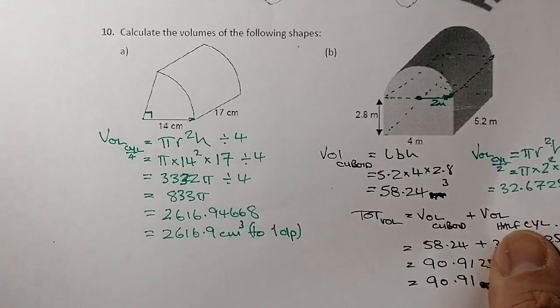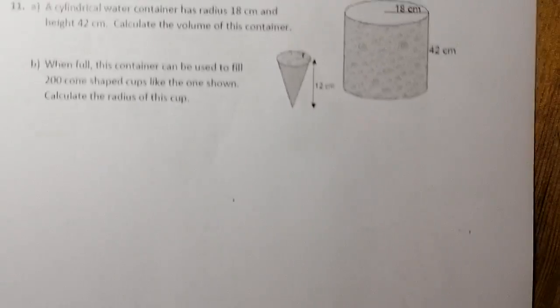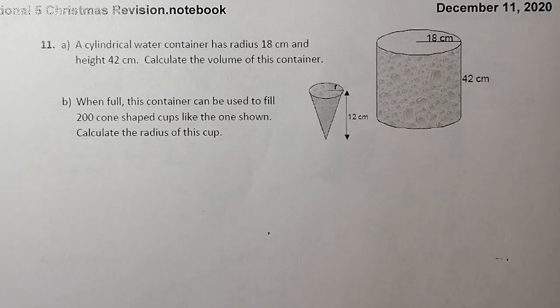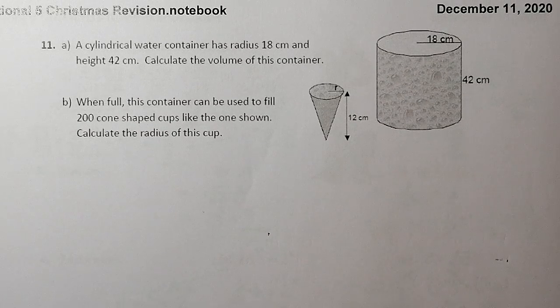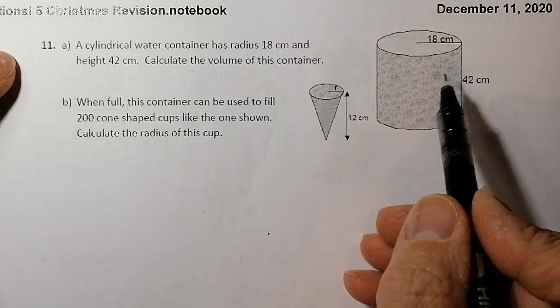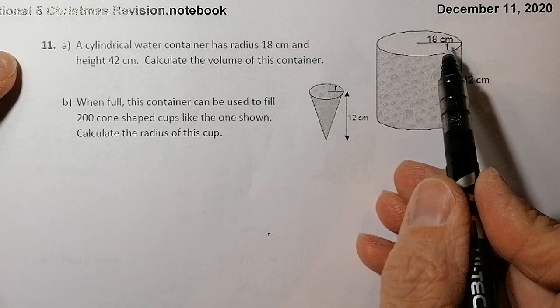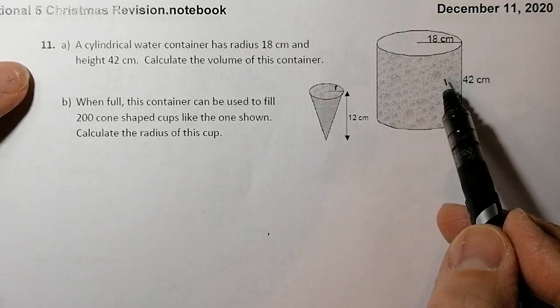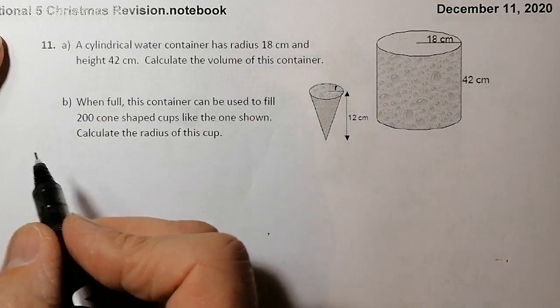Let's look at the next couple of questions we've got. Right, this one looks like quite a good one here. Okay, so what we have is a larger cylinder, a cylindrical water container, radius 18 centimetres and height of 42 centimetres. Calculate the volume of this part here. So let's go for part A.